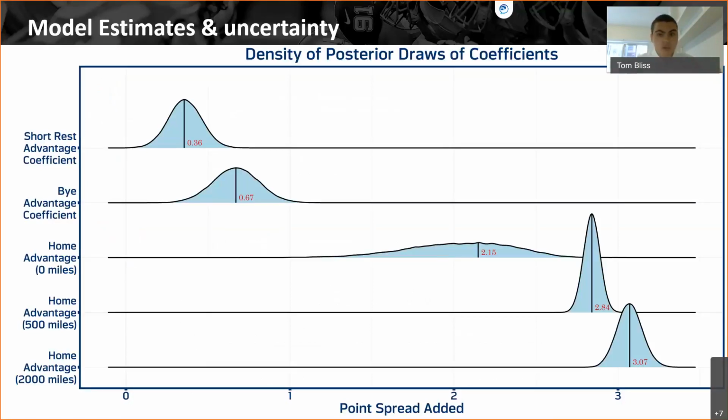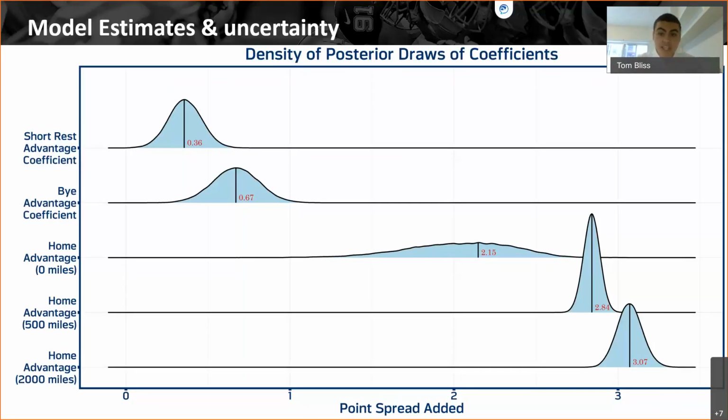So this is one advantage of the Gibbs sampling model. It's a sampling model, so we get various estimates. We can get a distribution of what our answers are. We can look at the magnitudes here, as we saw on the previous slide. Short rest and bye rest are certainly less than the other magnitudes that we're seeing here. One thing that I think is interesting is we noticed that the distribution, the estimate for home advantage with 0 miles, is really flat.